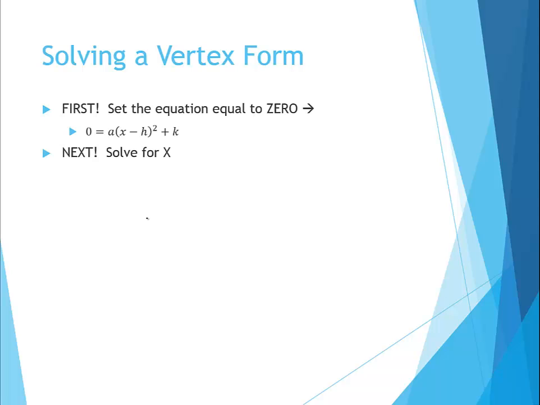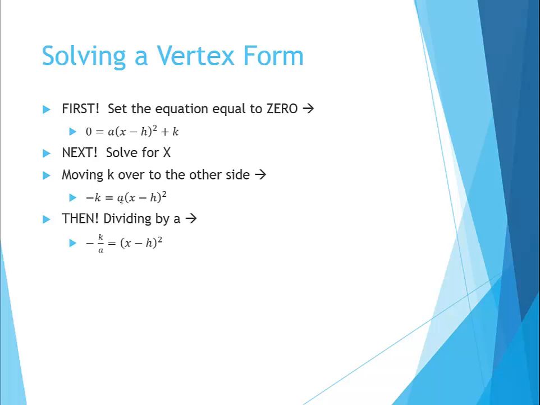So solving for x, we need to do the opposite of PEMDAS, meaning add and subtract first. We have this k right here that we need to get rid of. What's the opposite of plus k? Minus k. So subtract k from both sides, and you'll get negative k equals a times x minus h squared. Next is going to be multiply or divide. We have this a times your binomial. To get rid of the a, what's the opposite of multiplying? Dividing. So divide both sides by a, and you'll get negative k divided by a equals x minus h squared.